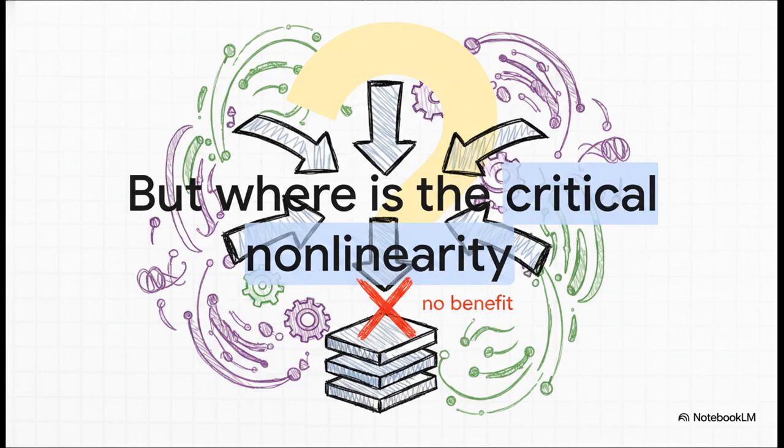If you just stack a bunch of orthogonal linear maps together, they mathematically just collapse right back into one single linear map. Depth provides basically no benefit. The network wouldn't be able to learn any complex nonlinear functions. So what's the trick? Where is the nonlinearity?